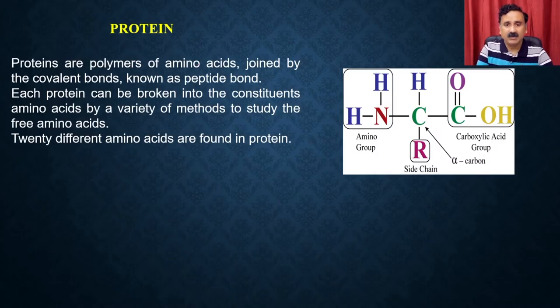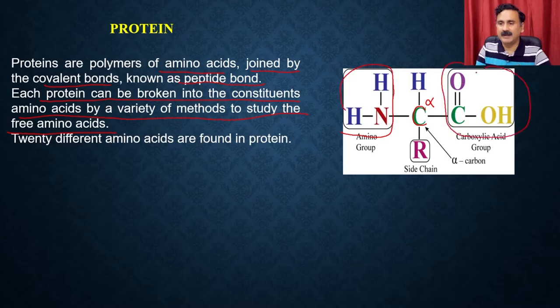Proteins are polymers of amino acids, and they are joined by a covalent bond known as the peptide bond. Each protein can be broken into its constituent amino acids by a variety of methods to study the free amino acids. What you can see here is the generalized structure of an amino acid. You have a carbon in the center, called the C alpha carbon, and this C alpha carbon is attached to four groups. You have an amino group, a carboxyl group, and H, and on the fourth side we have a side chain. Depending upon the side chain, we can have different types of amino acids. There are 20 different types of amino acids present in proteins, and these amino acids are joined by a covalent bond known as the peptide bond.